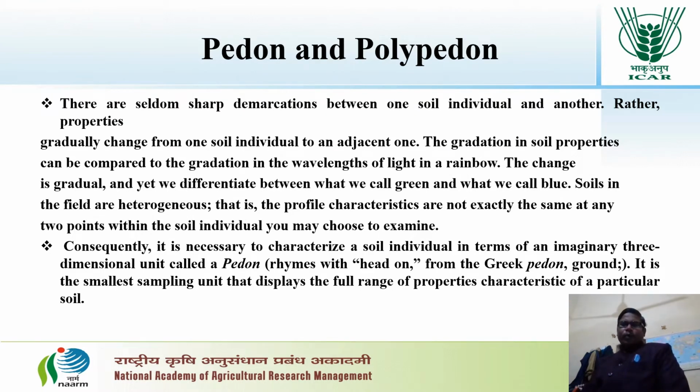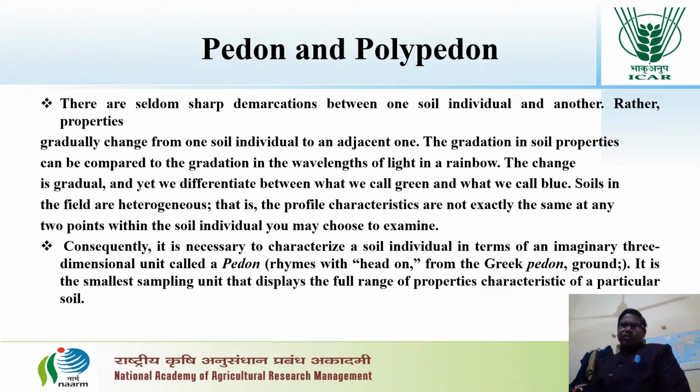Now, pedon and polypedon. There are seldom sharp demarcations between one soil individual and another. Rather, properties gradually change from one soil individual to an adjacent one. The gradation in soil properties can be compared to the gradation in the wavelength of light in a rainbow. The change is gradual, and yet we differentiate between what we call green and what we call blue.